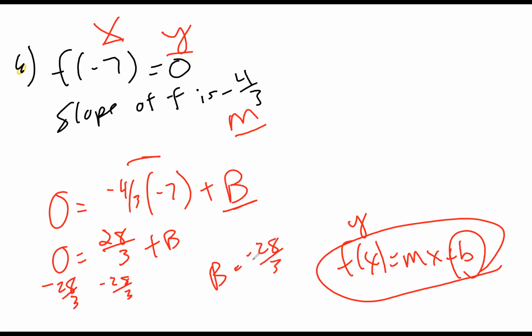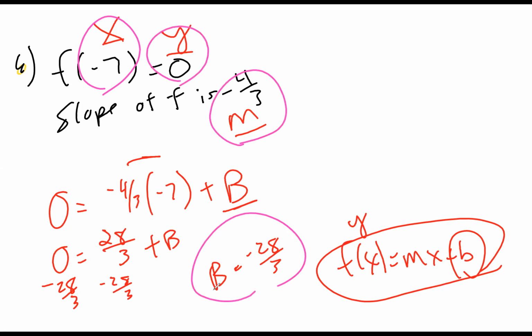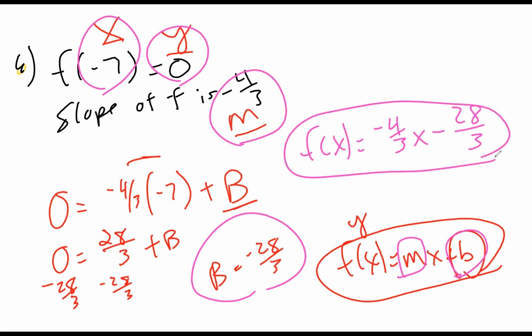And so now I'm going to look at what I have. I have an x value, I have a y value, I have an m value, and I finally have a b value. Well, what I really need in this problem is an m and a b, which I have. So now I'm ready to wrap this thing up. f of x equals my m value, which is -4/3 x, and then my b value, which in this case is -28/3. This is my total and final answer.